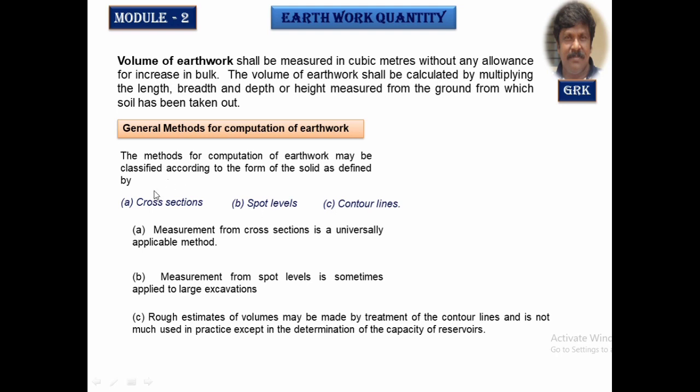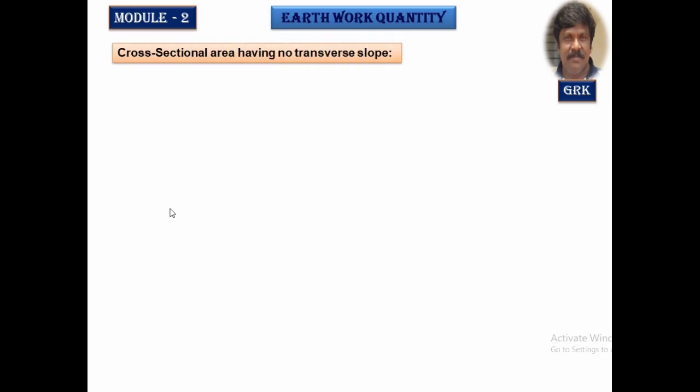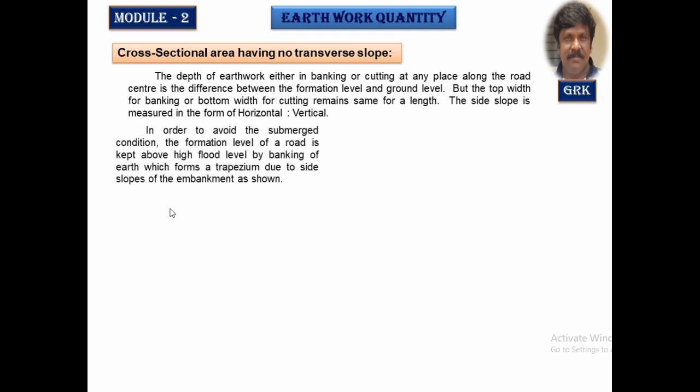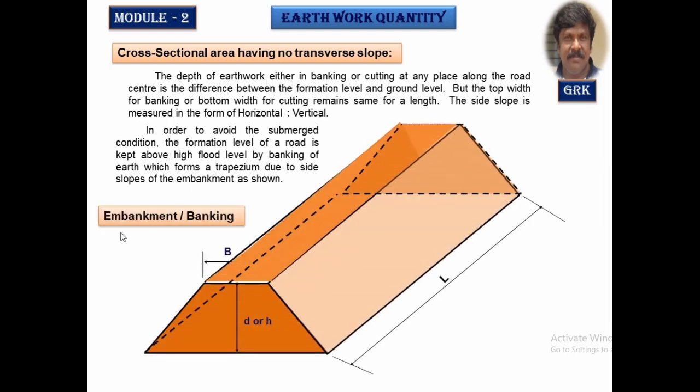In this session, we'll be more concentrating on the method of estimating by cross sections. Here we'll be dealing with cross sections having no transverse slope. There is no slope on the sideways. Sideways, we are going to keep it flat, as you observe here. There is no slope here, and on this we are going to estimate the quantities. On an inclined area, that is on a hilly area, we'll calculate the quantities in the next session.